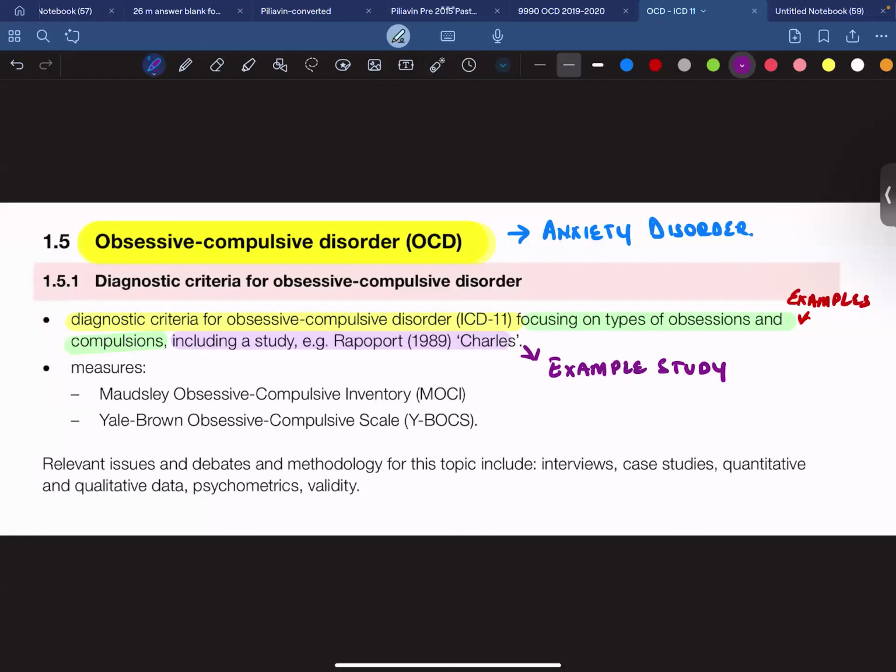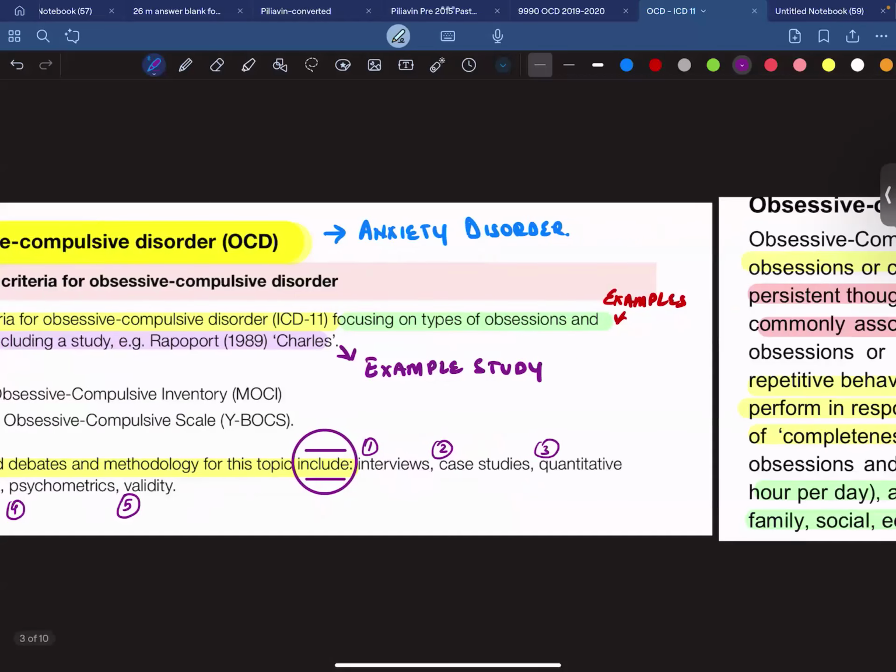Now, a couple of relevant issues and debates should never be ignored. The relevant issues and debates and methodology for this topic include the following, though you could use any other relevant issue and debate as well while answering any question, especially the evaluative question that you get in paper 3, that follows the descriptive question. They include: number 1, interviews; number 2, case studies; number 3, quantitative and qualitative data; followed by psychometric measures, followed by validity. Let's begin with obsessive compulsive disorder.